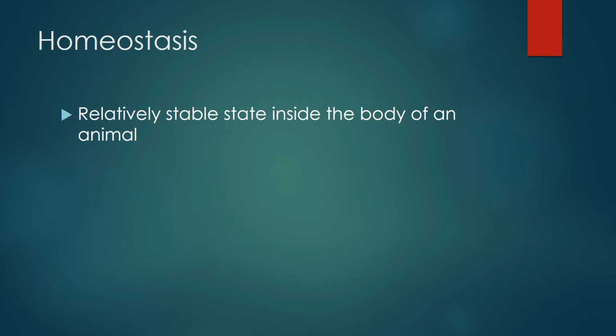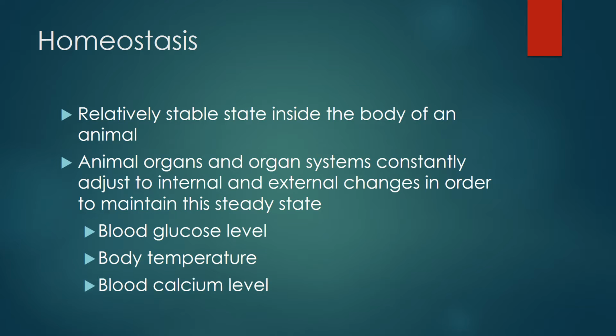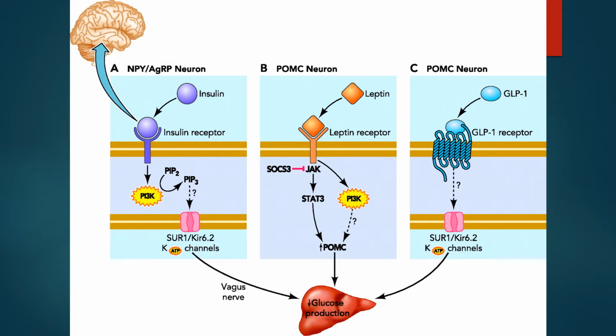Homeostasis is the relatively stable state inside the body of an animal. Animal organs and organ systems constantly adjust to internal and external changes in order to maintain this steady state. Examples of internal conditions maintained homeostatically are the level of blood glucose, body temperature, and blood calcium level. For example, if the blood glucose rises, this sends a signal to organs responsible for lowering blood glucose. The signals that restore the normal levels are examples of negative feedback.